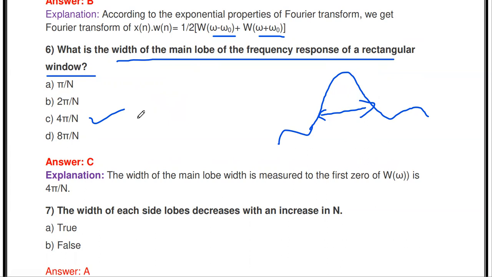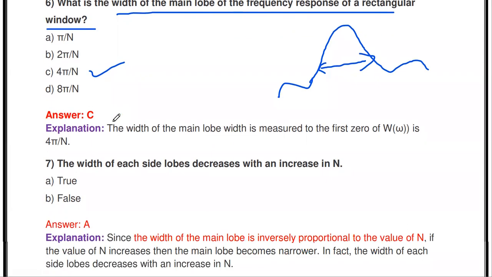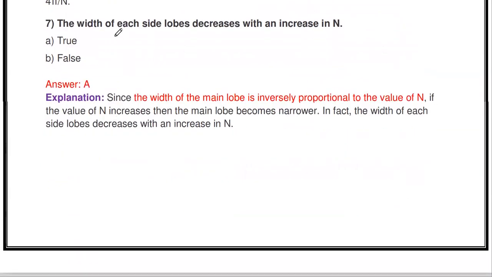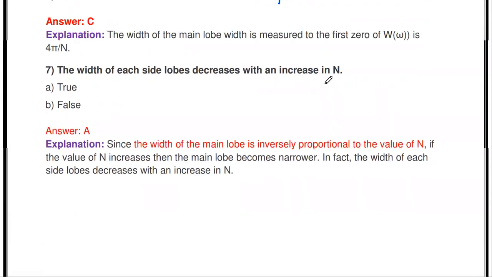I will compare and tell the answers. Okay, so for rectangular window, the main lobe width is 4 pi divided by n, where n is the order of the filter or length of that windowing function. Okay, then the next one: the width of each side lobe decreases with an increase in n. It's a true or false.